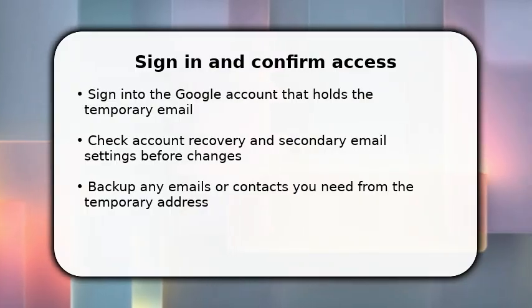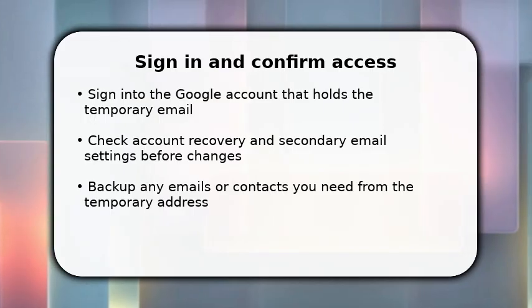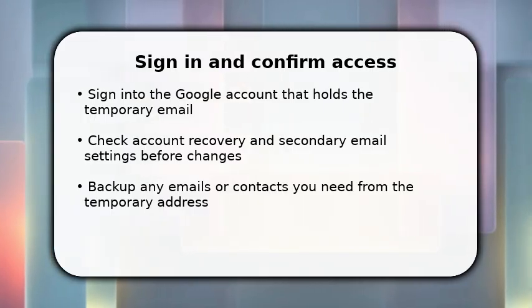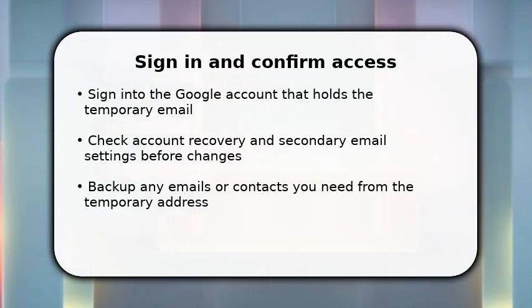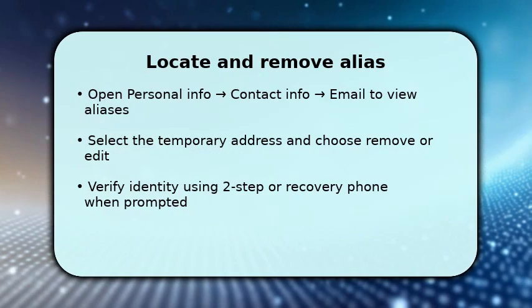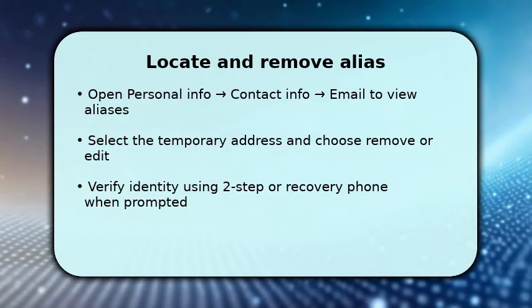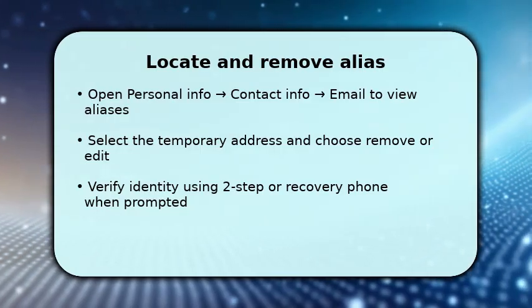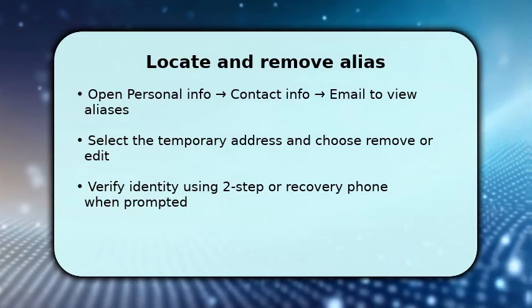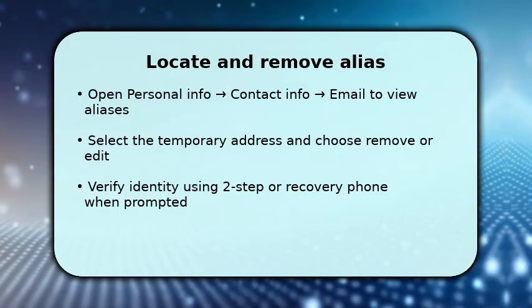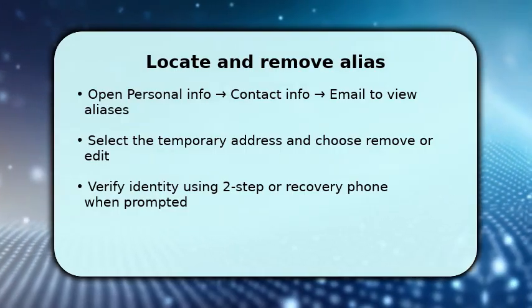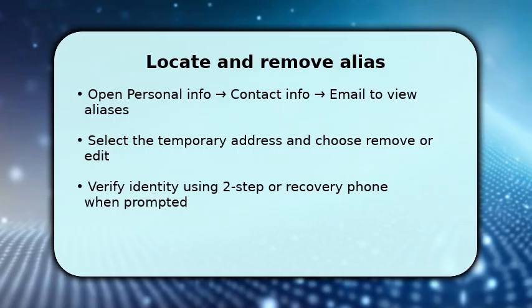Once done, navigate to Personal Info to find where the temporary address is listed, so you can remove it safely without losing access. Now you find the alias. Go to Personal Info, then Contact Info, and open Email to list alternate and recovery addresses. You will see the temporary alias. Click it and choose Remove or Edit as offered.